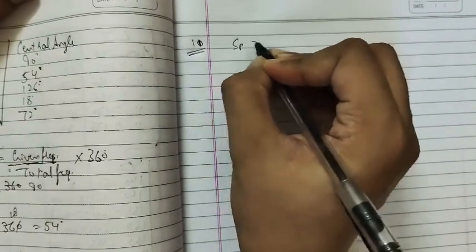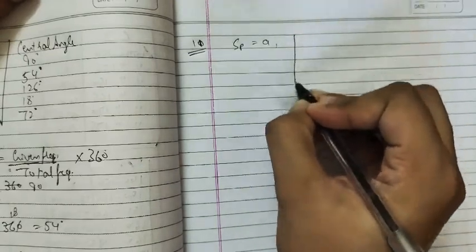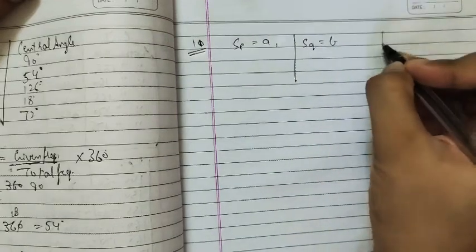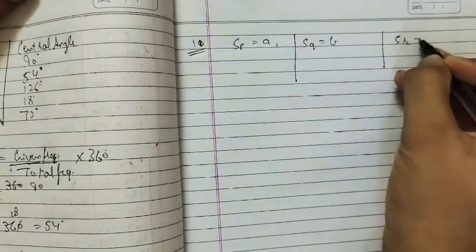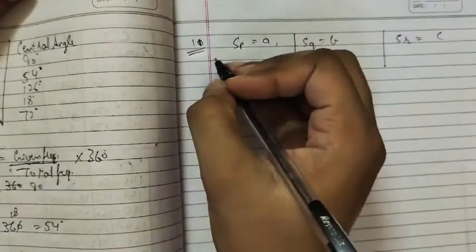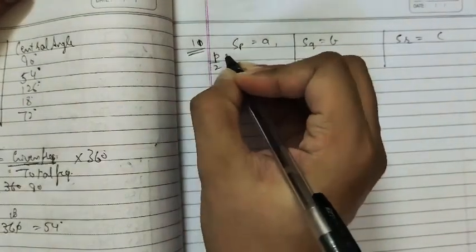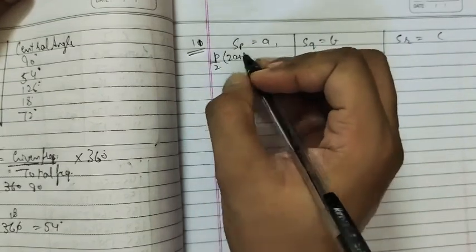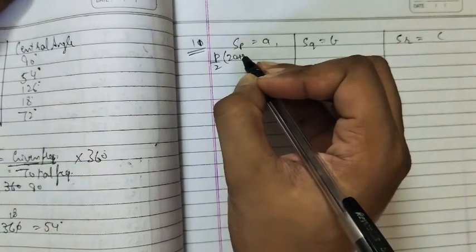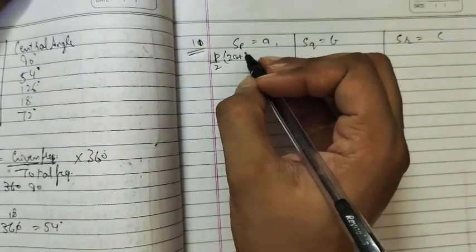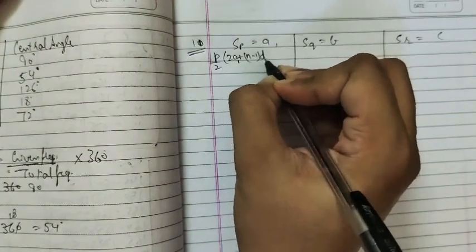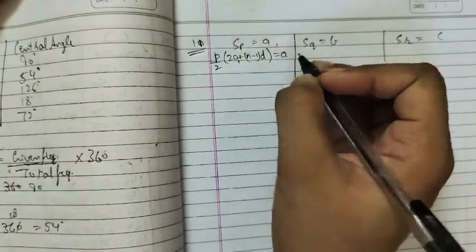So SP is equal to A, SQ is equal to B, and SR is equal to C. So this is given, right? So SP means P upon 2, 2A plus n minus 1 D, right? Okay, let's take it A1, so A1 plus n minus 1 D is equal to A.